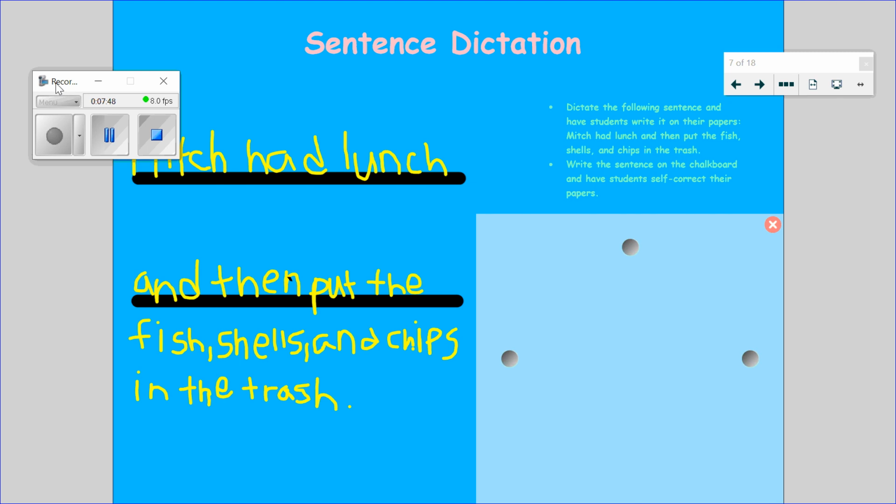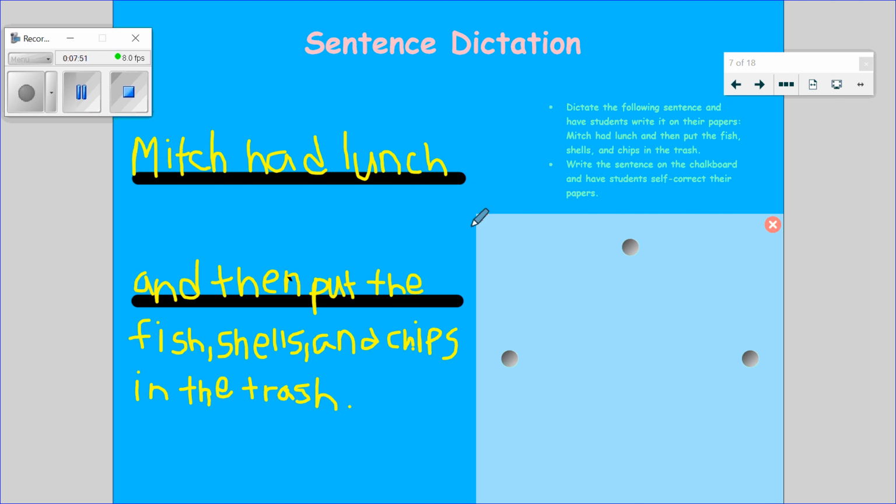Okay, let's look at my sentence for today. I went ahead and wrote this sentence out because it was kind of long. So remember, after I'm done reading my sentence, we're going to find all of my digraphs in my sentence and see how many words have a digraph in there. Mitch had lunch and then put the fish, shells, and chips in the trash. I see 1 digraph, 2 digraphs, 3 digraphs, 4 digraphs, 5 digraphs, 6 digraphs.